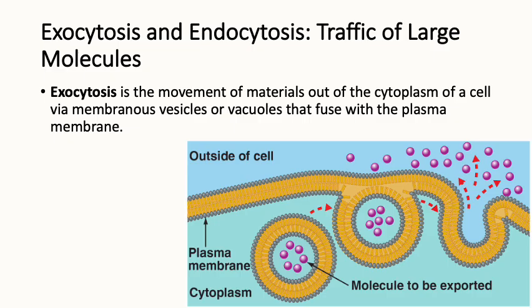Not all materials move across membranes through transport proteins. Large molecules are often moved using vesicles. Exocytosis is a process by which materials are transported out of the cell. Vesicles containing substances fuse with the plasma membrane and release their contents to the environment. This mechanism is used to secrete hormones, neurotransmitters, and other important molecules. Exocytosis allows cells to communicate and interact with their environment in precise and controlled ways.